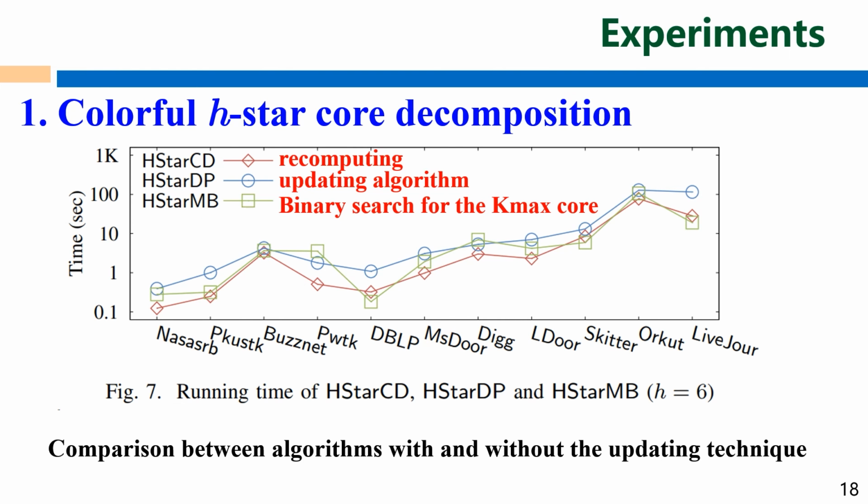We first show the results of the colorful edge star core decomposition. In this experiment, we compare the running time between algorithms with and without the updating technique, and the algorithm using binary search to compute the colorful edge star K-max core. We can see that H-star-CD is 2 to 7 times faster than H-star-DP over all datasets. These results confirm our theoretical analysis in our paper.